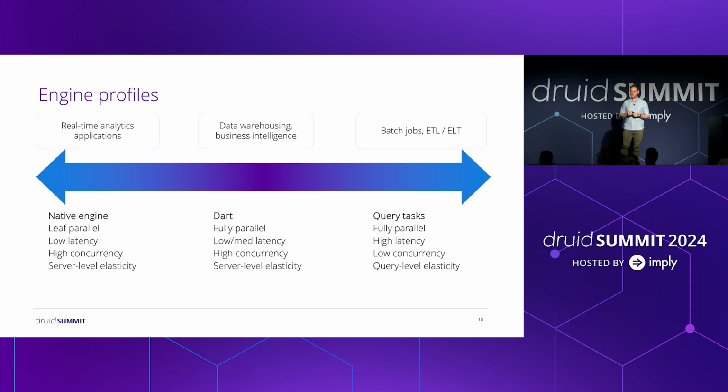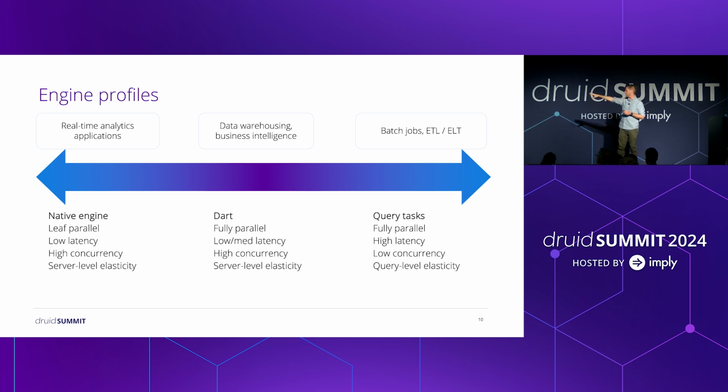Dart is part of a movement that we're making towards having multiple engine profiles in Druid. As you heard earlier, Druid originally had its native query engine that's designed for real-time analytics applications. That's why Druid was created in the first place. A couple years ago, we introduced the query task engine that's intended for batch jobs, ETL and ELT, loading data, replacing data, bulk operations. So we had those 2 extremes, and then Dart sits somewhere in the middle.